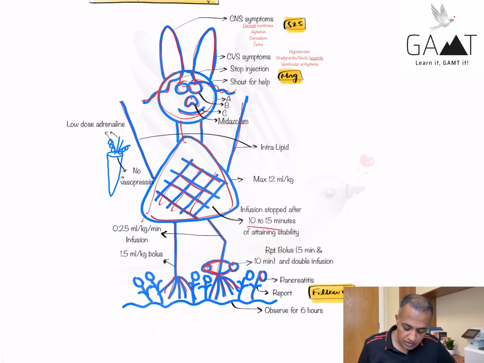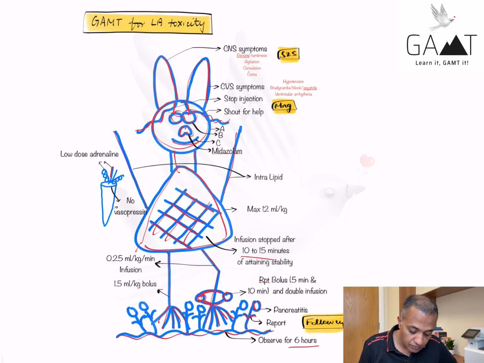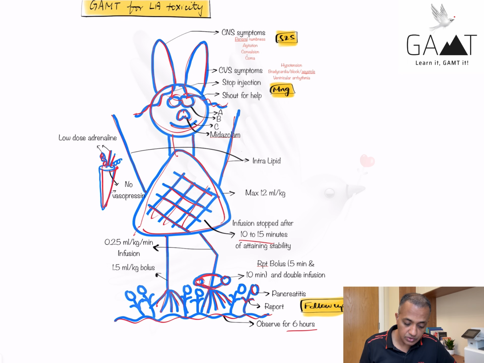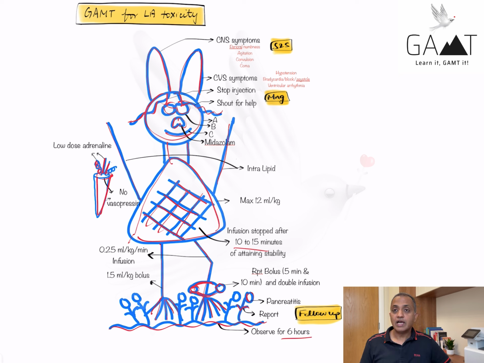P for pancreatitis is the complication to look out for. Post intralipid infusion, you need to report this to the authorities. This stands for the observation period, which is 6 hours. It can be 30 minutes if there are minor neurological symptoms. Low dose adrenaline is preferred. No vasopressin in patients with local anesthetic toxicity. There you go, everything done.